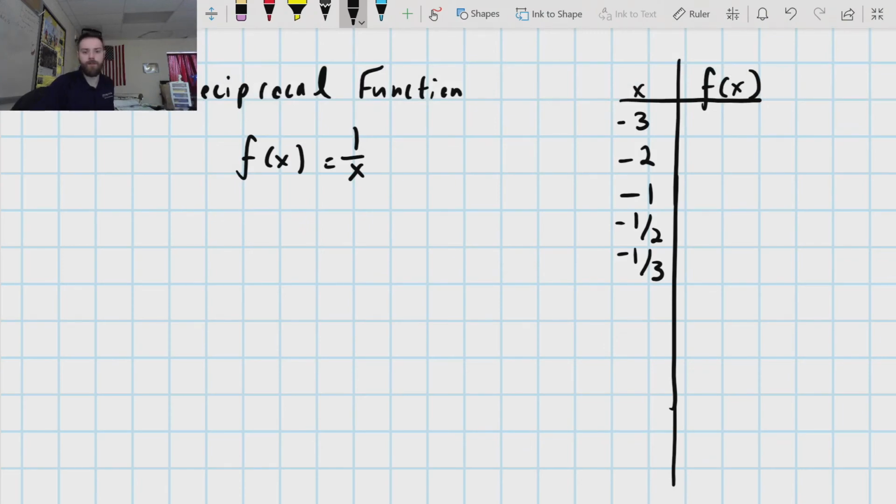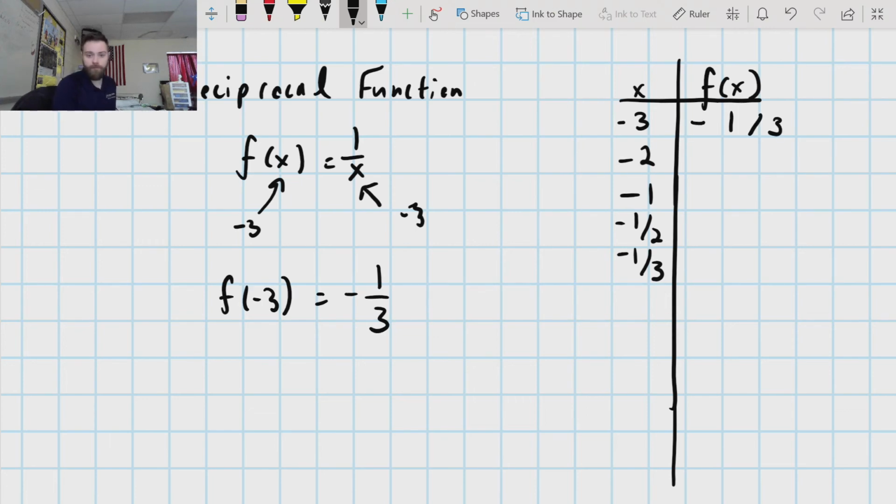So if I go back over here, the first thing I'm going to plug into this function is -3. If I plug -3 in here, then that means -3 drops in over here. So that means f of -3 is going to equal -1 over 3. So I'm going to get back the reciprocal of the function, or the multiplicative inverse of the function. So -3 becomes -1/3. Same thing with -2. If I plug in -2 for x, f of -2 equals -1/2. That's what you'll find. And so I get -1 over 2.